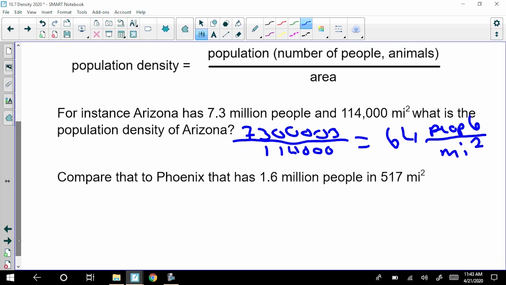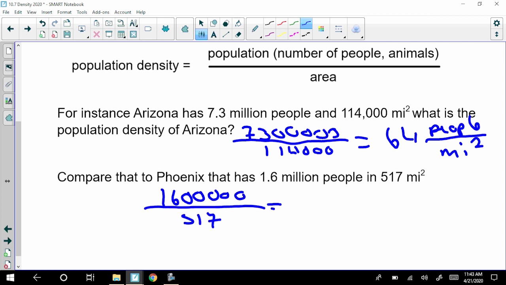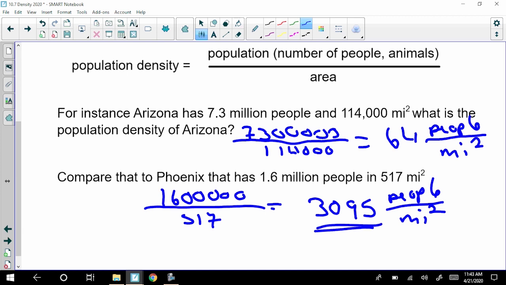But let's look at the city of Phoenix. City of Phoenix has 1.6 million people in 517 square miles. So in the city of Phoenix, 1.6 million divided by 517 gives me a total of 3,095 people per square mile. So the city of Phoenix has a much higher density, as we expect, of people per square mile.